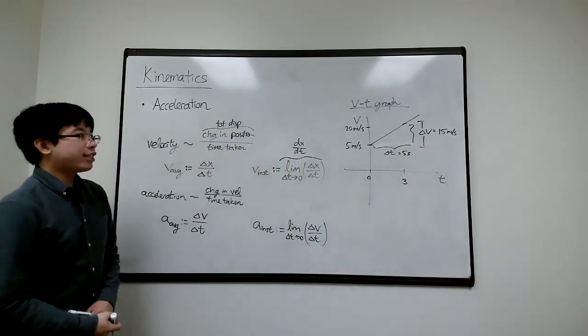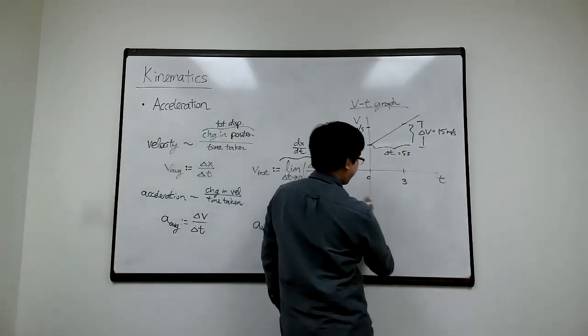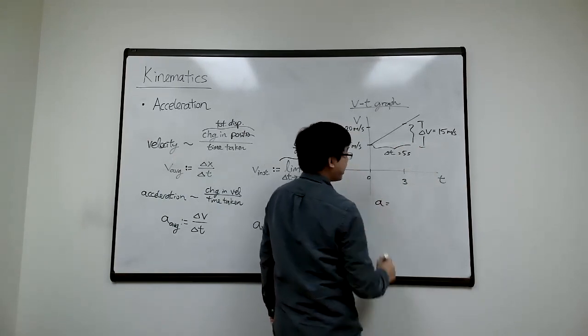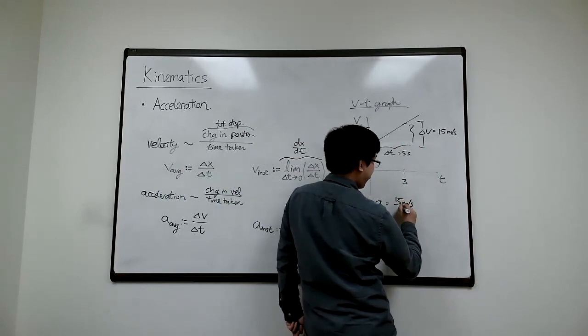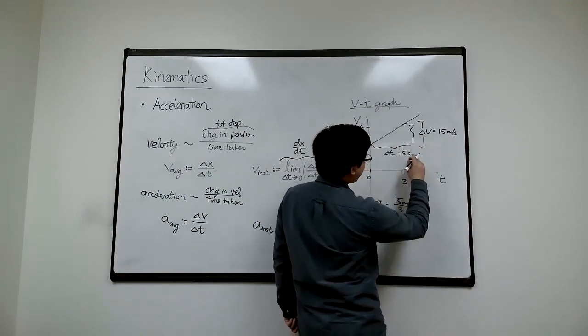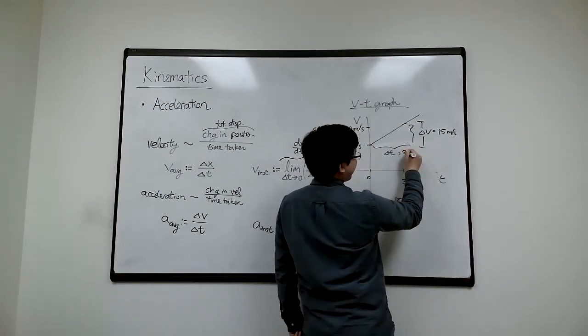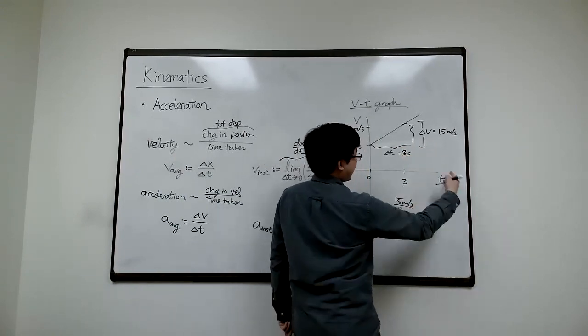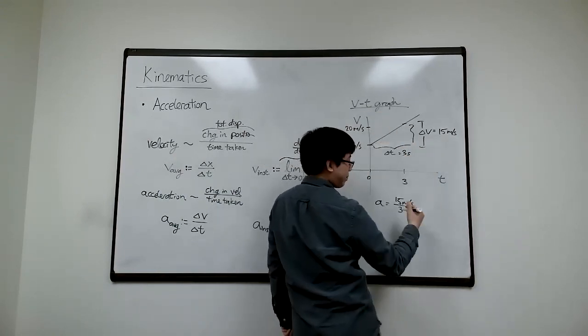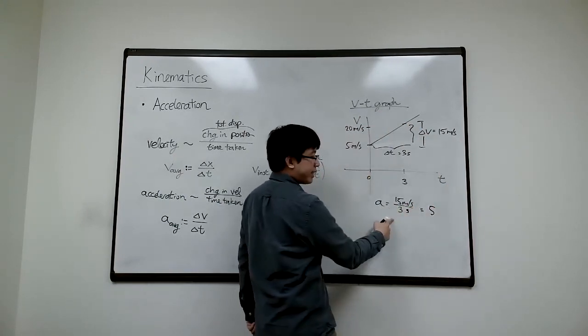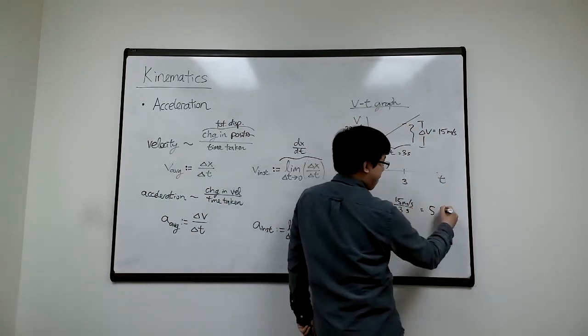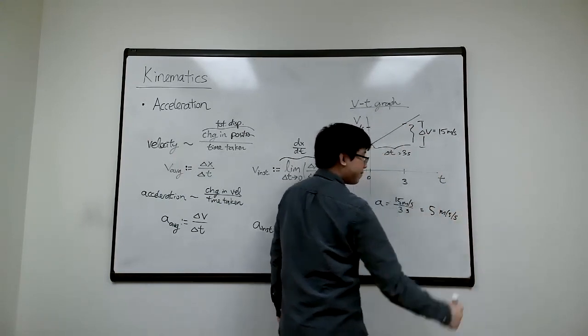So what is the acceleration in this case? The acceleration A is 15 meters per second divided by 3 seconds. Sorry, why did I say 5? 3 seconds, right? Everything is in, let's say, meters and seconds to keep things simple. So the answer is 15 divided by 3 is 5. So 5 meters per second per second.